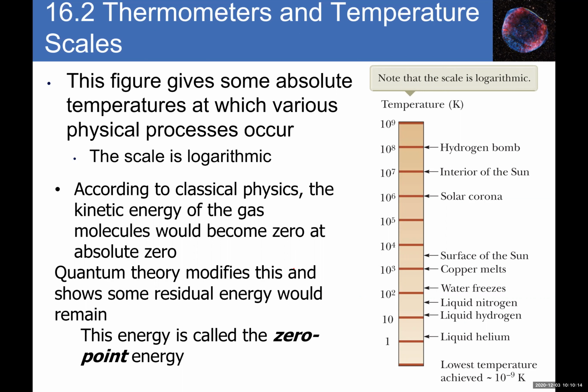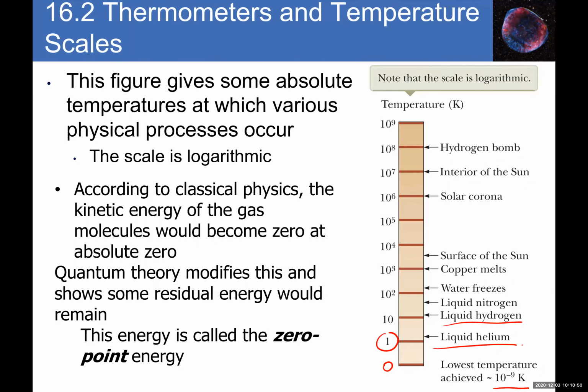So this is taken to be zero Kelvin. The lowest temperature achieved is 10 to the negative 9 Kelvin. I'm not sure if this is the most updated lowest temperature, but let's say it's a billionth of a Kelvin, which was, let's say, a few years back, the lowest temperature. Liquid helium is roughly 2 or 3 Kelvin, and liquid hydrogen is roughly 12 to 15 Kelvin.